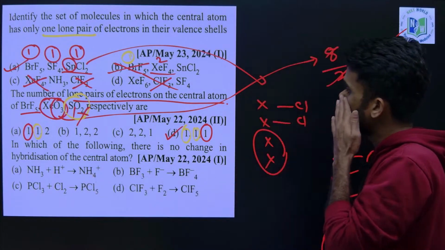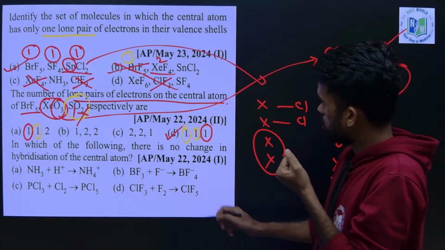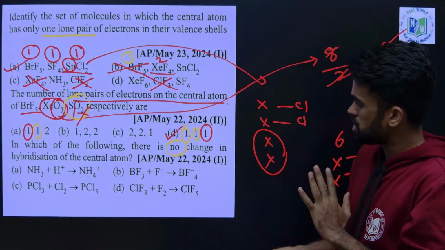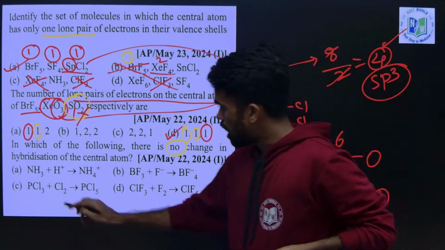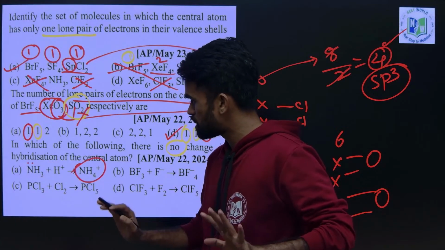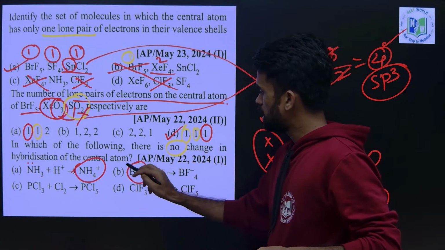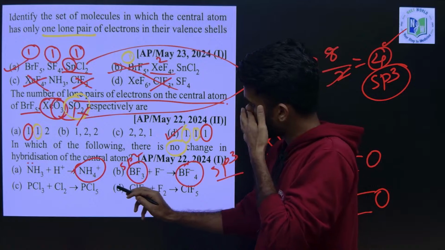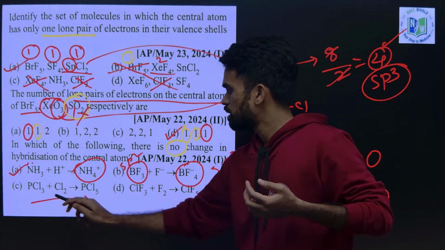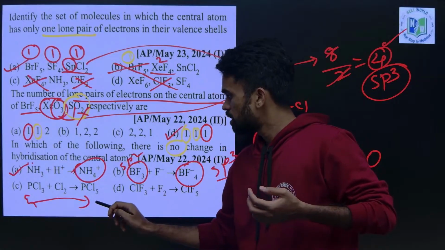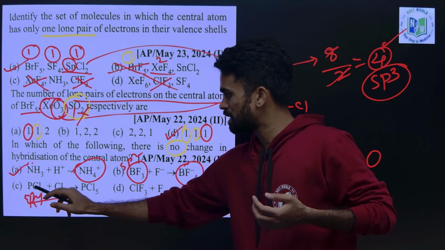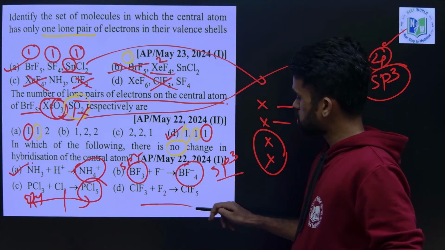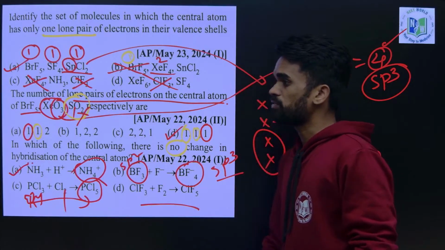Next, look at this. The hybridization change is seen in which reaction, where there is no hybridization change seen. There should not be any change in the hybridization in the given reaction. See, ammonia sp3, ammonium ion also sp3, no change. BF3 here is sp2, but here BF4 is sp3. So there is no change in the first option, and here it is tetrahedral sp3. Here this is pyramidal geometry with sp3 hybridization. This is trigonal bipyramidal. So hybridization changed here. Again here also changed. So only option 1 will be your perfect answer for the question.